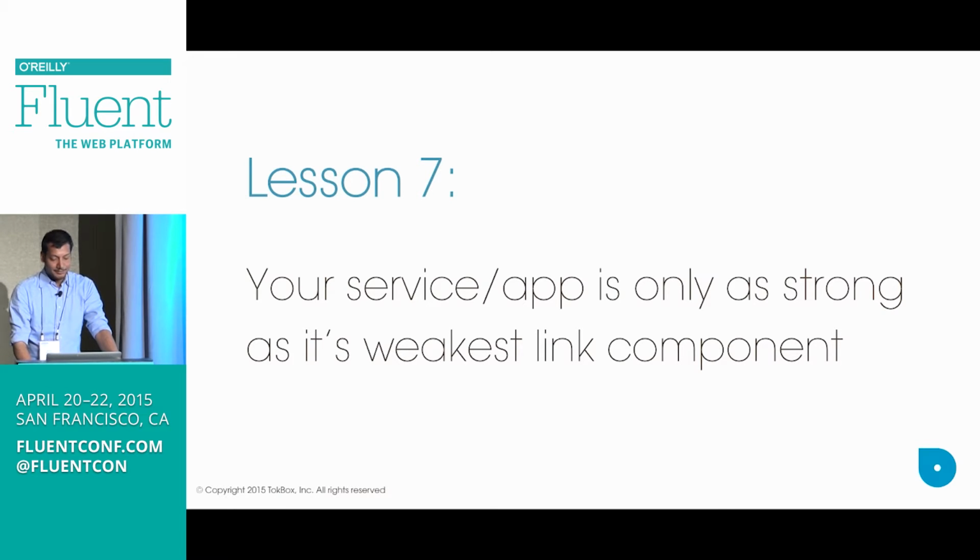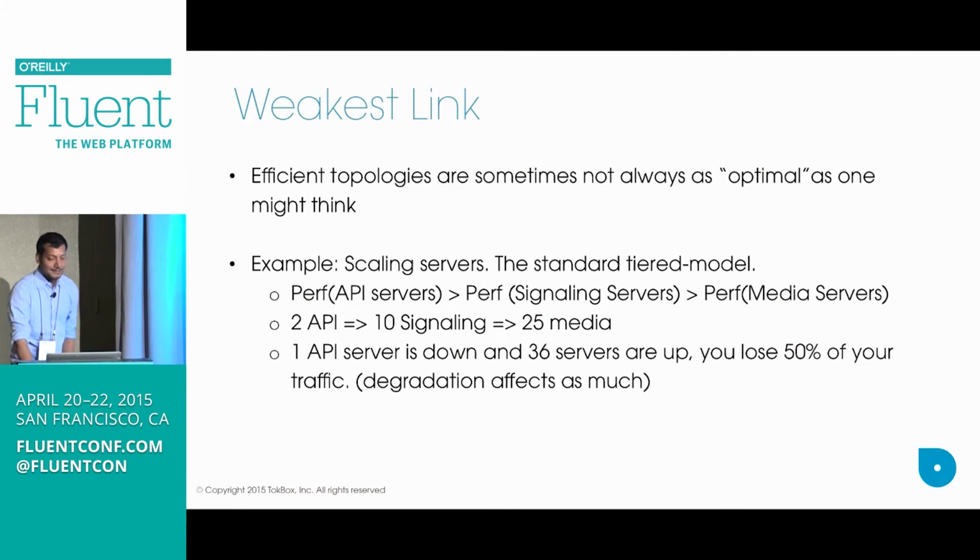We're running out of time, so I'm going to skip through this really fast. Your system is only as strong as its weakest link. And again, this is muscle memory of engineers, right? The standard operational model is, I'm going to have a tier of API servers, a tier of maybe call control servers, and a tier of media servers. They all have very different scaling characteristics. Therefore, I will scale them differently. This is my most efficient deployment topology.